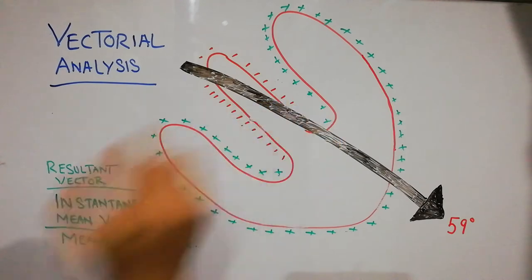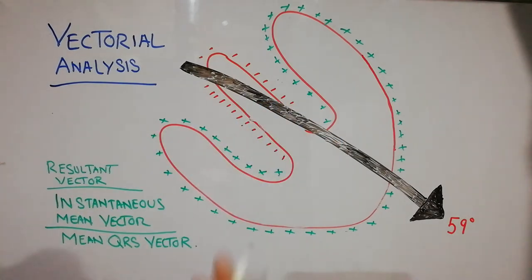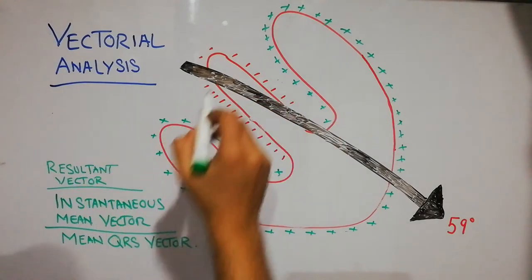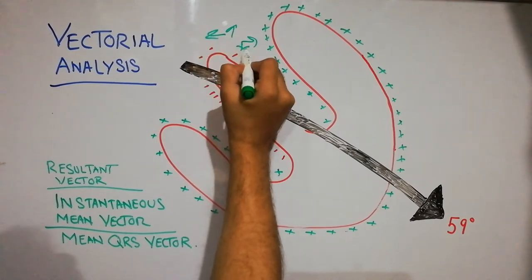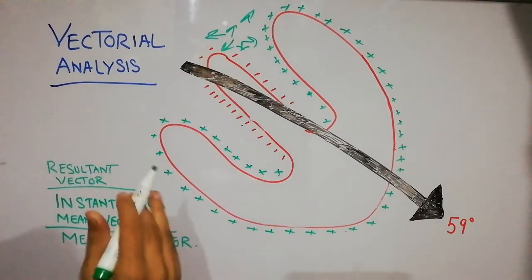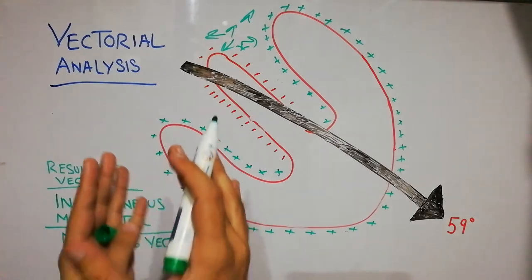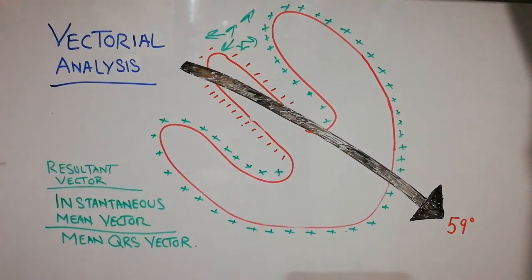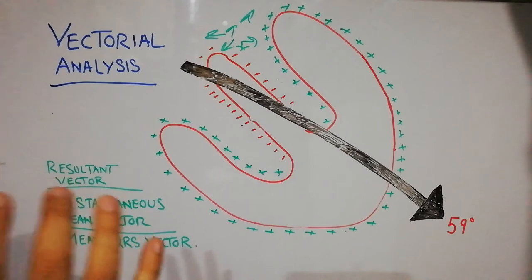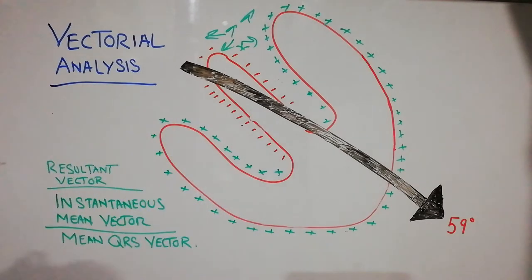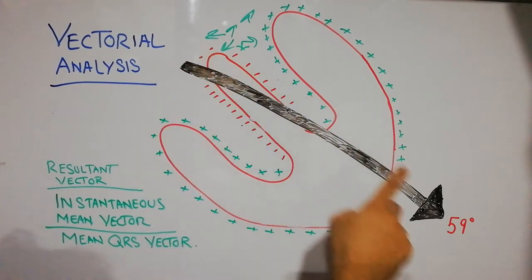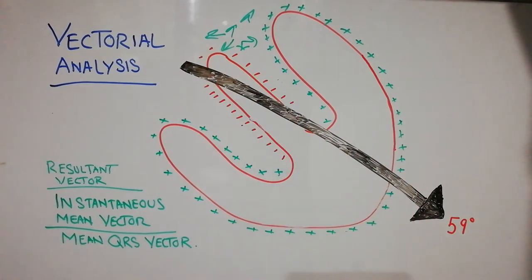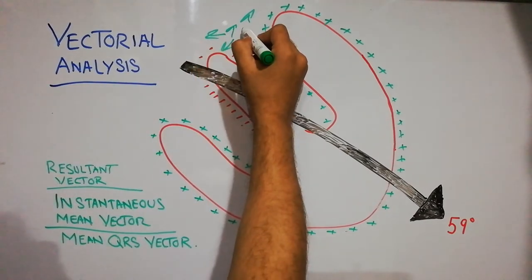When this depolarization process is spreading through the heart, the electric current is going in all directions. It is going upward, rightward, leftward, downward, here and there. These electric impulses are going all around the heart. But the main direction of the depolarization process is from the base of the heart towards the apex of the heart.